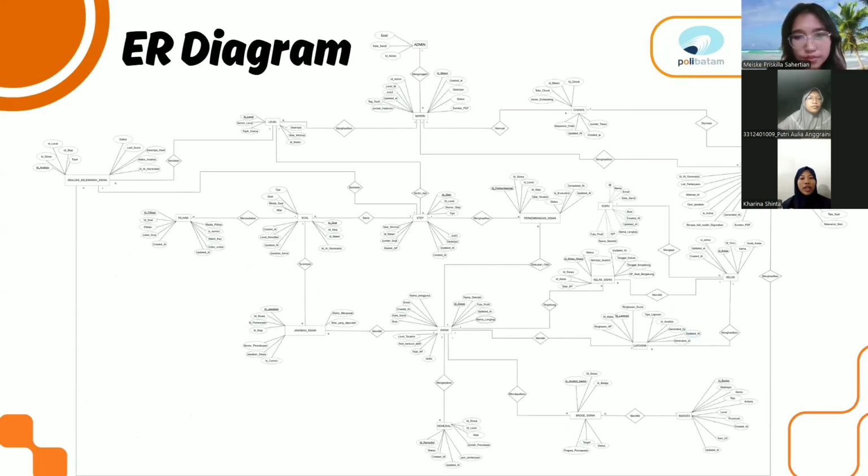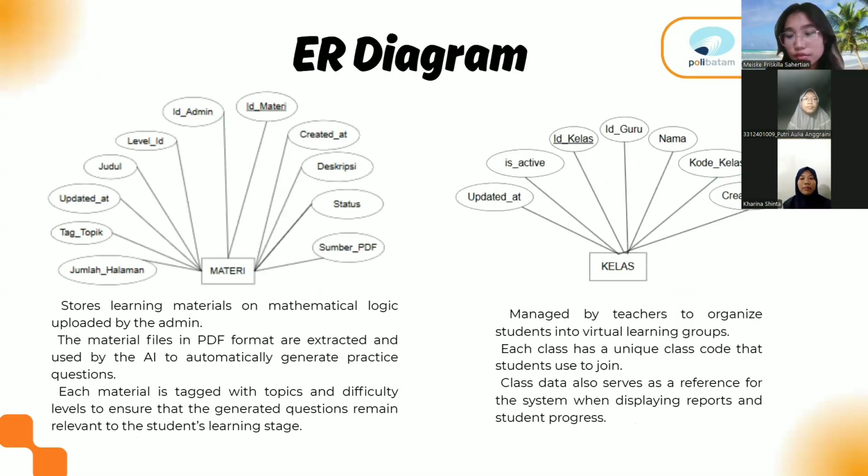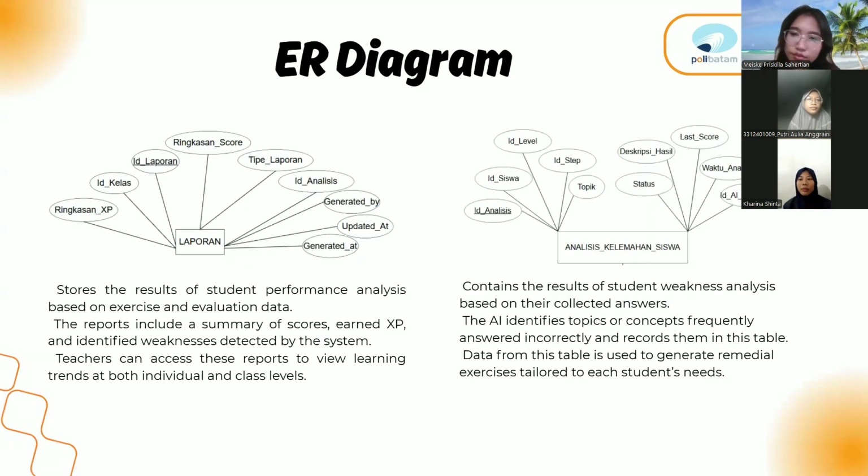Alright, this is our ERD, which we discussed in the previous use case is reflected in our ERD. The entities like Materi, Chunk, and AI generate questions represent the admin and AI process for question creation. Meanwhile, entities class, siswa, and laporan represent how teachers manage their classes and track student performance. The analisis kelemahan siswa entity stores the result from AI analysis showing each student's common mistakes and improvement suggestions.